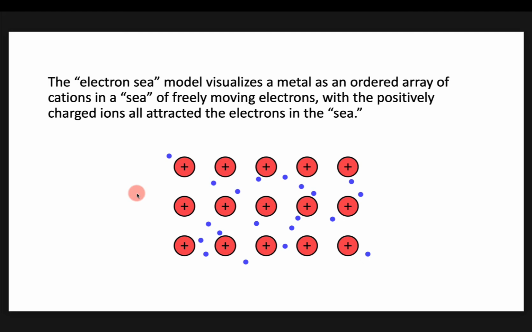This can also help us explain why metals have such high melting and boiling points. Each of these positively charged ions are attracted to the electrons that are in this electron sea. And so it's going to require a lot of energy to separate these ions. And so that is why metals tend to have high melting and boiling points generally. It's because these ions are quite strongly attracted to the electron sea. Okay, so that's a bit about metals at the atomic level.